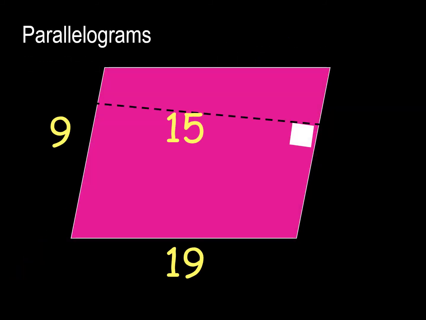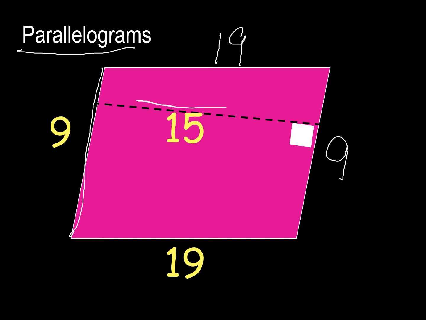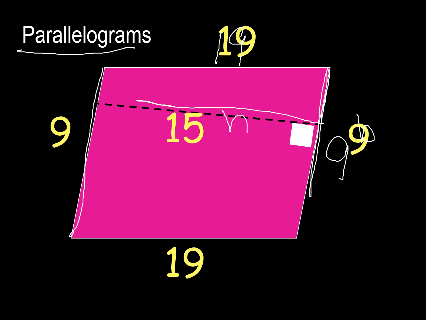So what if it looks like this? We need a base and we need a height. Which one's which? If I got a right angle here, and remember parallelograms, the opposite sides match, 9 and 9, 19 and 19. What's meeting at the right angle? 15 and 9. That's your base. That would be your height if it was turned the right way. So you probably do your roll.